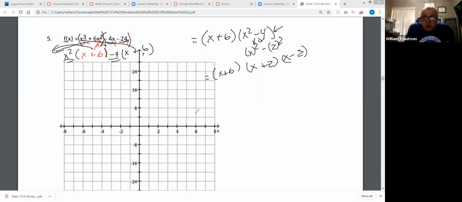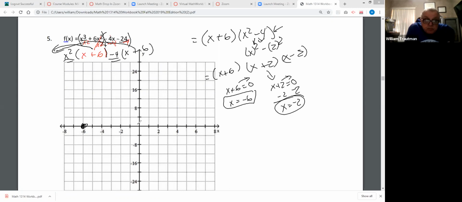So our zeros are x plus 6 equals 0. Take the 6 to the other side, and I get negative 6. Here, x plus 2 equals 0. Take the 2 to the other side, and I get x equals negative 2. And here, I get x minus 2 equals 0. Take the 2 to the other side, I get x equals 2. Those are my 3 zeros.